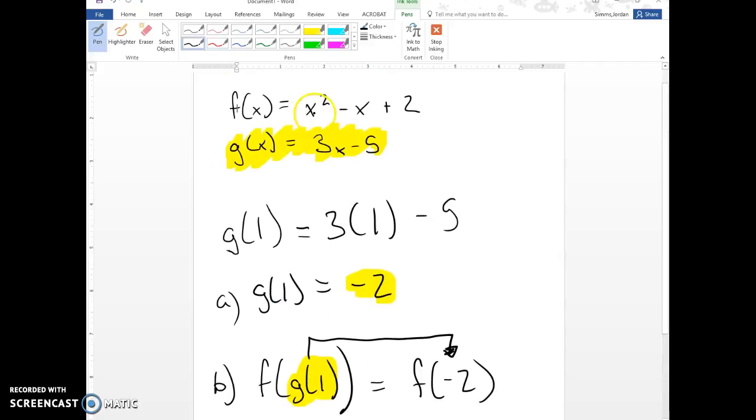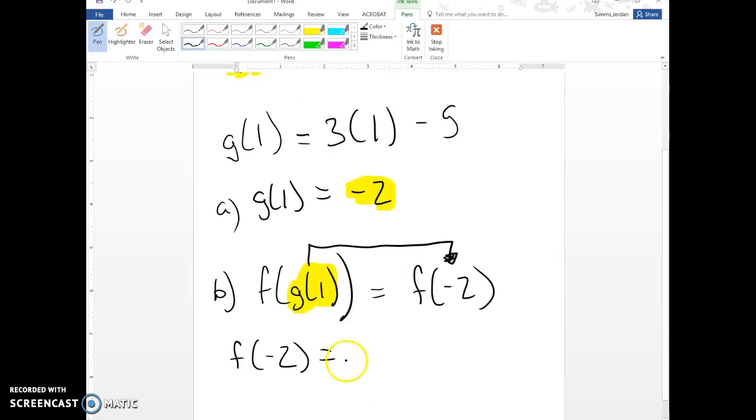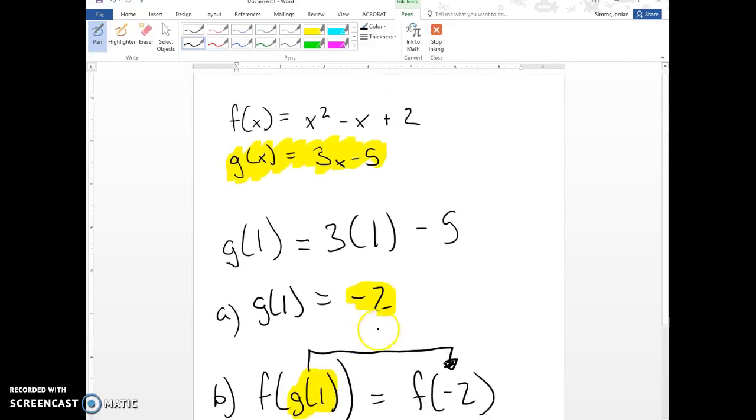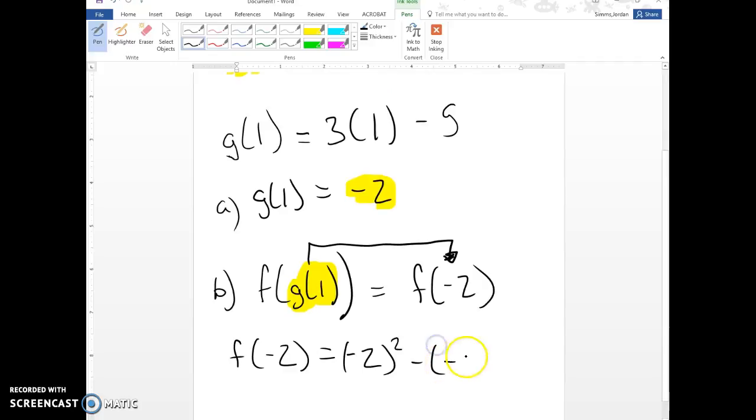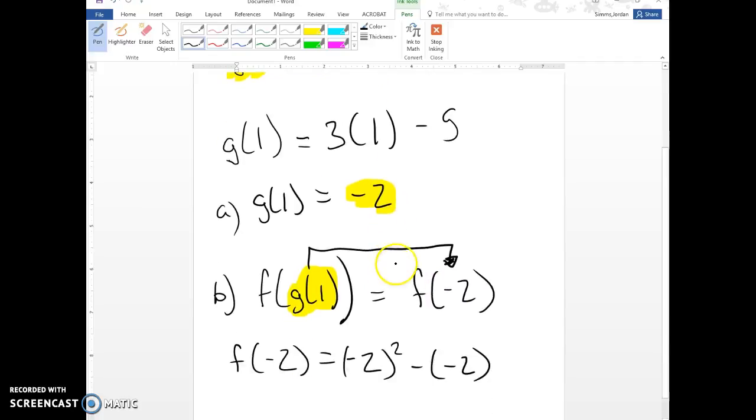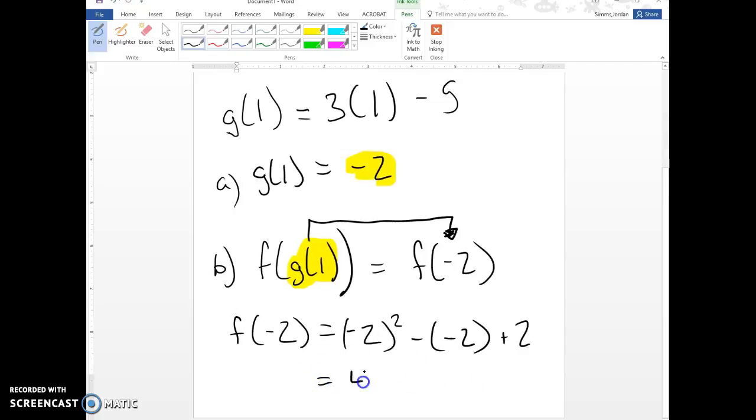What I'm going to do is I'm going to take this function and I'm going to sub in negative 2 for x. So it's going to be negative 2, use brackets, squared, minus negative 2, use brackets, watch your negatives, plus 2. And now we'll just evaluate this. So negative 2 squared is 4, minus negative 2, so that's going to be plus 2, plus 2. 4 plus 2 plus 2 equals 8. So there's our answer right there.